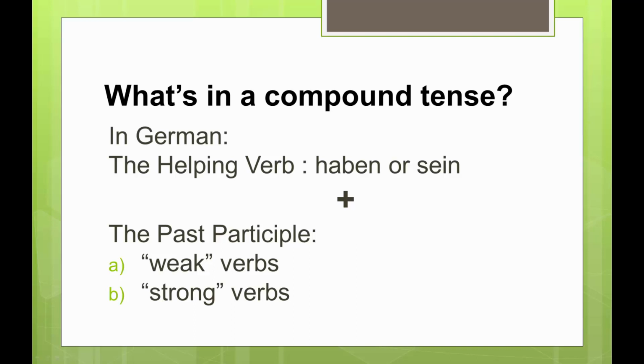In German, you have two helping verbs, haben or sein, to have or to be. And we will discuss which one to use at a later stage during this semester. And then you have the past participle, and the way you form a past participle depends on whether a verb is defined as weak or as strong. More on this in the actual present perfect PowerPoint presentation.